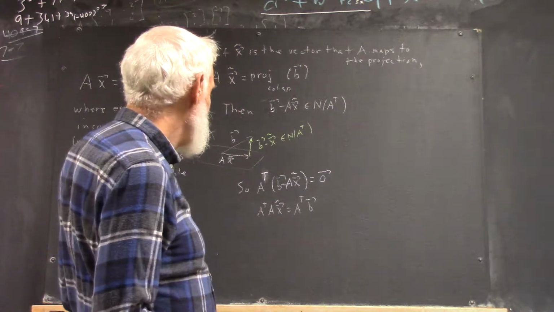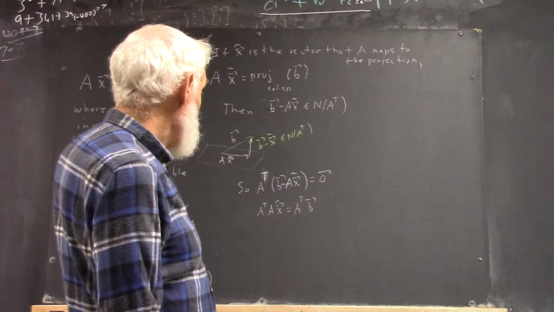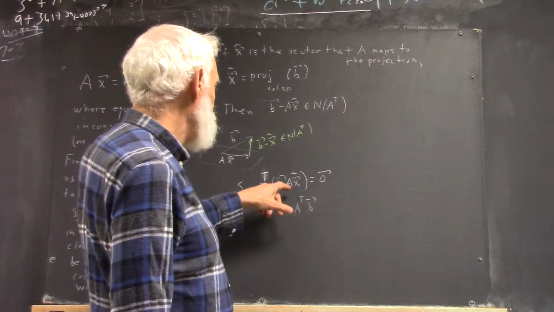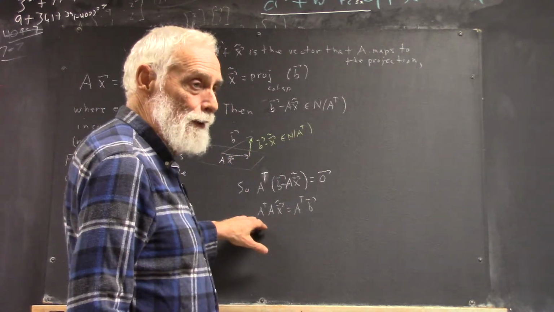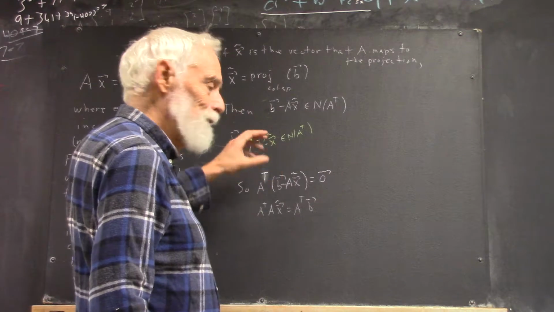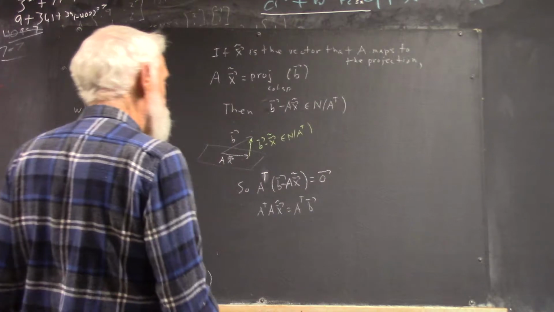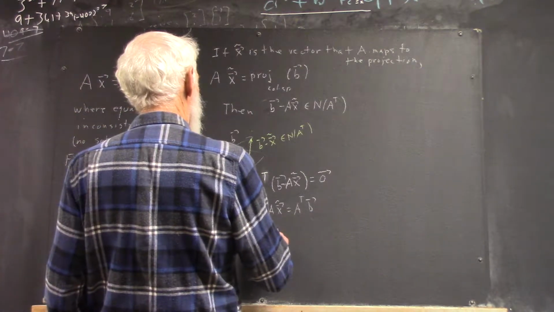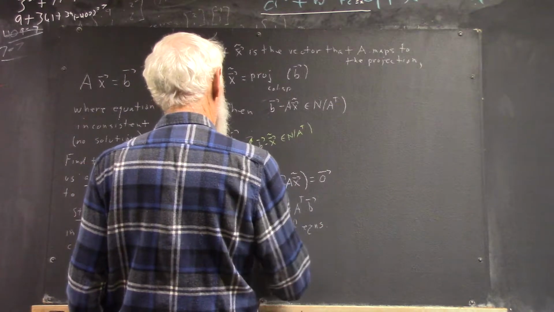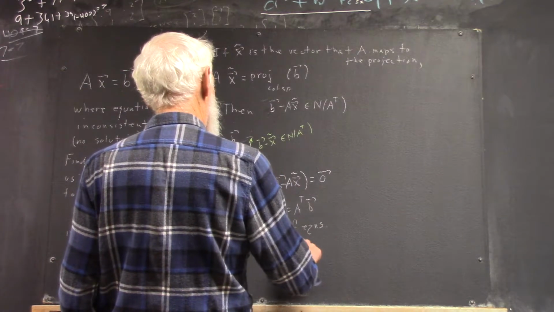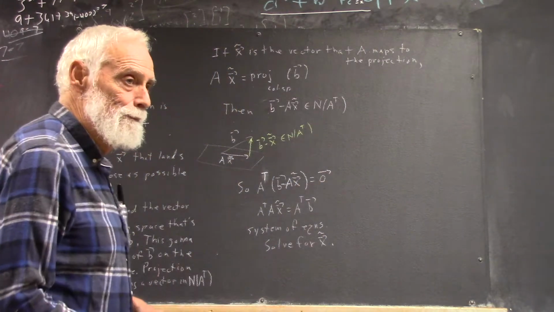If we just distribute the vector multiplication, you find that negative A transpose A x equals negative A transpose b, so we can just write A transpose A x tilde equals A transpose b. And this is just a system of equations, which you solve for x tilde.